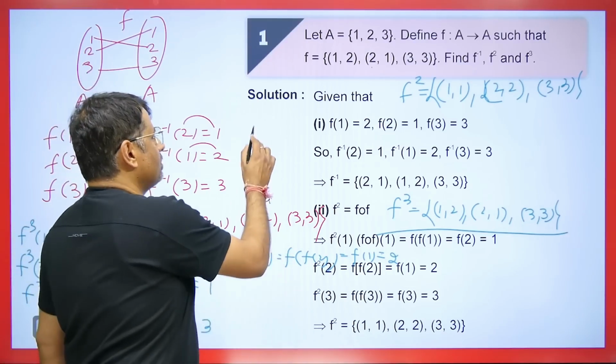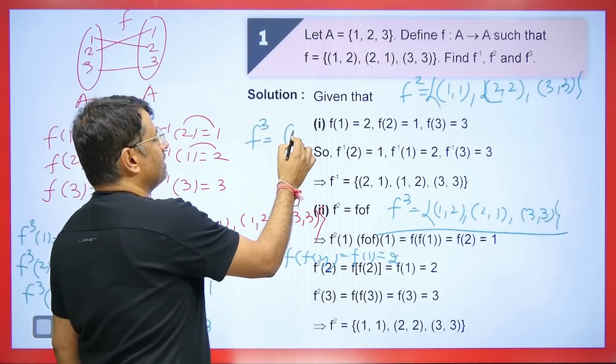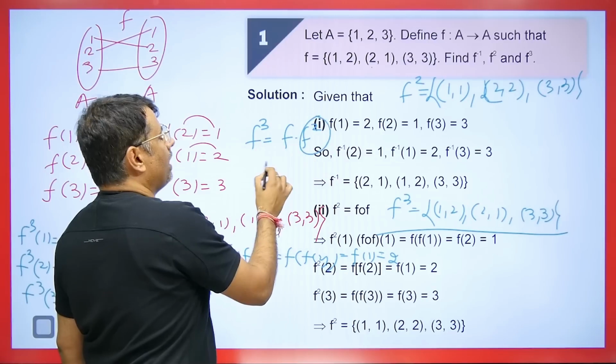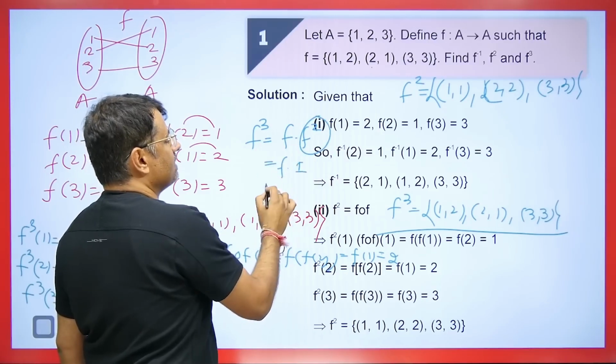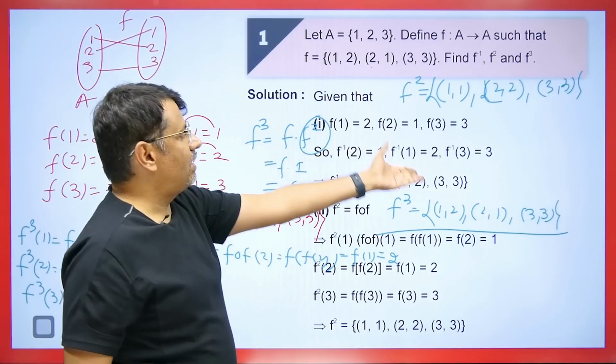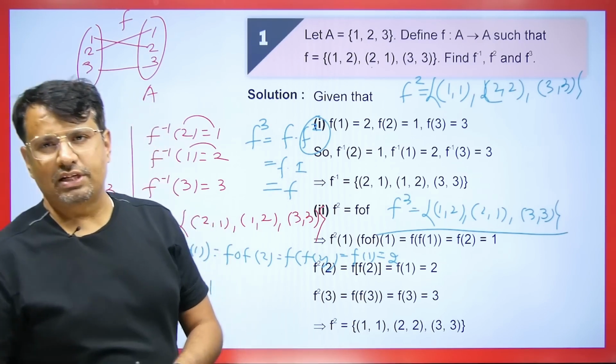We can also understand it in this way. We can write it as f cube is equal to f into f square. This is an identity. We will have f into identity that is equal to f. So actually it equals f, right? In this way we can easily understand it.